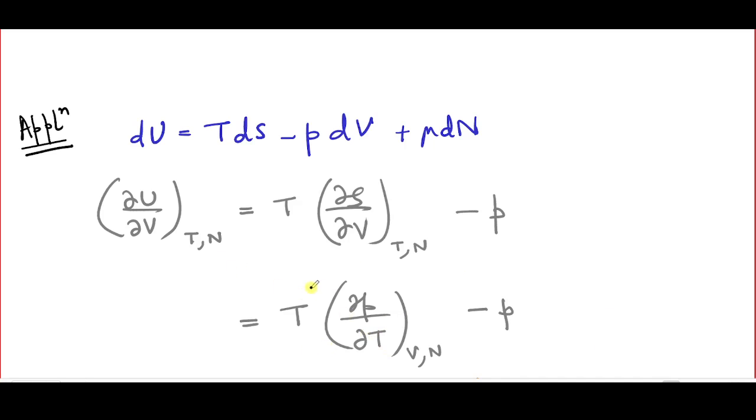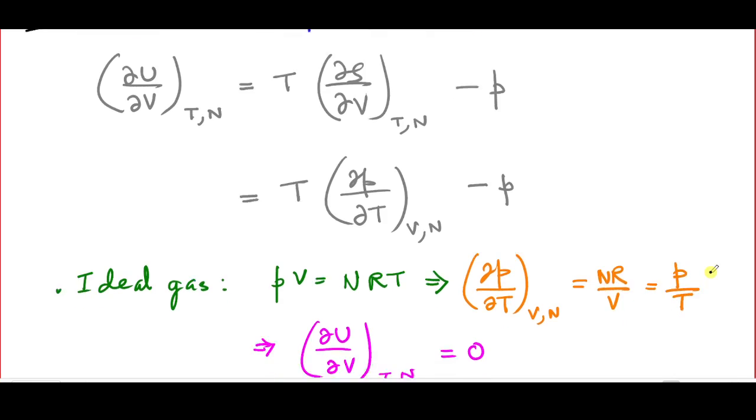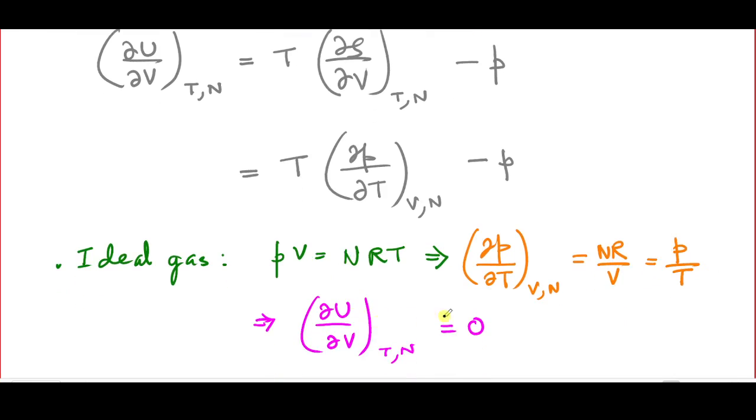The advantage of this expression over the previous one is that the right hand side can be completely figured out once you know the mechanical equation of state: how does the pressure of a system depend on its volume, temperature and number of moles? For example, for the ideal gas where PV equals nRT, this derivative del P del T at constant V and N is simply nR over V, and that's the same as P over T. And that tells us that del U del V at constant T and N is 0.